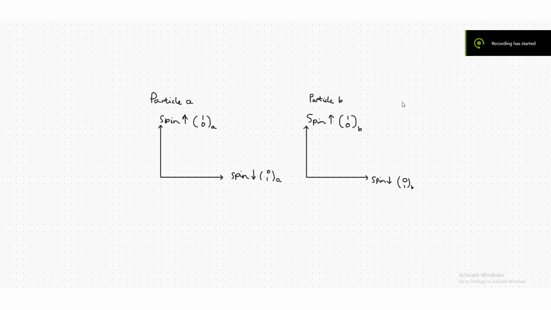Okay, so let's say we have two particles, particle A and particle B, and each one can either be spin up or spin down, as shown by these basis vectors. So 1, 0 means 1 in the basis vector showing spin up, and 0 in the basis vector showing spin down. Likewise with spin down, 0 in the basis vector showing spin up, and 1 in the basis vector showing spin down, and the same for particle B. We just write the subscripts A and B just to show which particle that state is for.